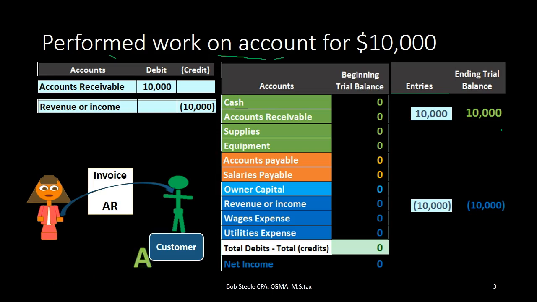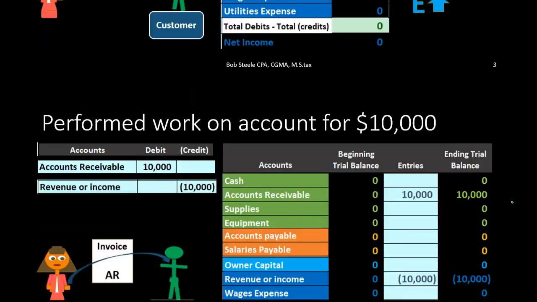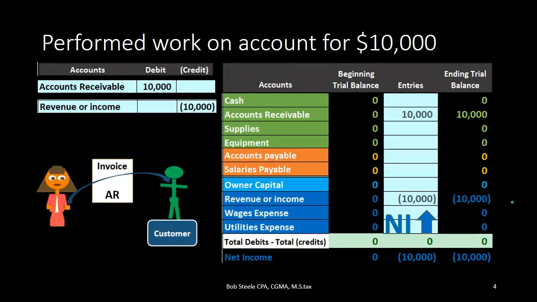The effect on the accounting equation: assets increasing as cash goes up, liabilities remaining the same, and equity going up because net income is going up, net income going up because revenue is going up, net income calculated as revenue minus expenses, net income increasing equity. Here we see that net income is increasing due to revenue increasing, net income starting at 0, going up by that 10,000, calculated as the 10,000 minus the 0 minus the 0.